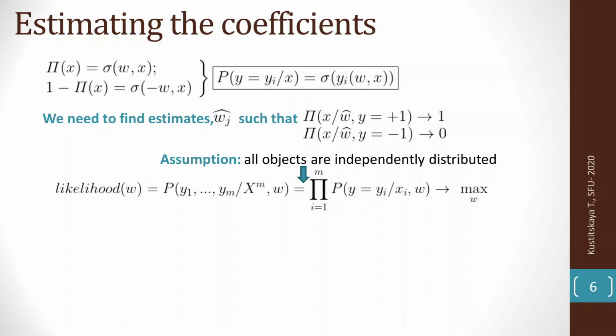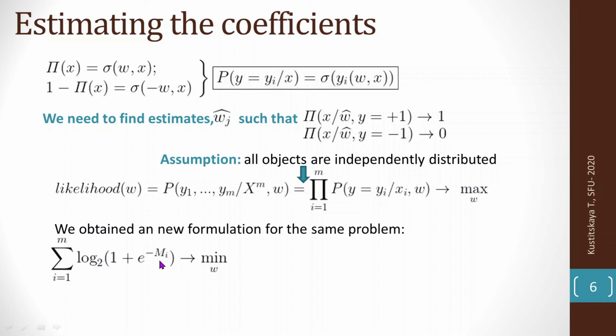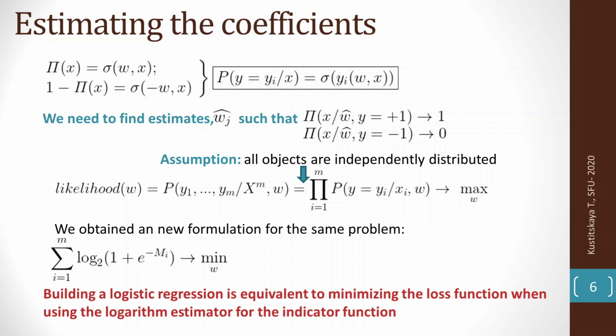We got a new formulation for the considered optimization problem. Here on the left side of this expression, we see a familiar function. This is the estimator of the loss function when we use the logarithmic function to estimate the indicator function. So we can conclude that building a logistic regression using the likelihood approach is equivalent to minimizing the loss function when using the logarithmic estimator for the indicator function.